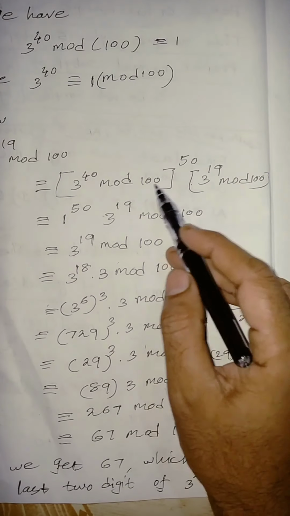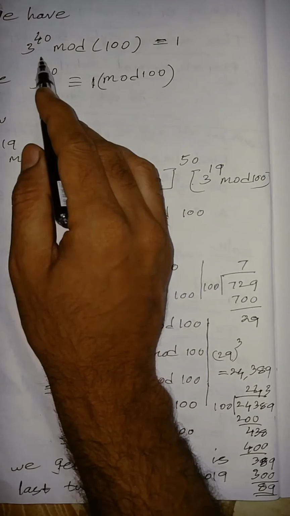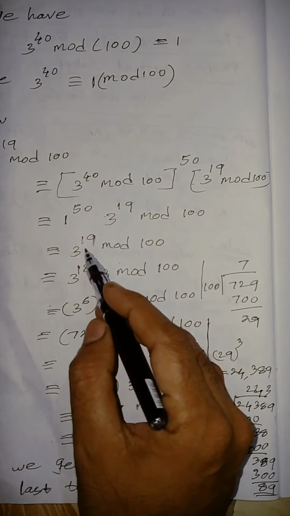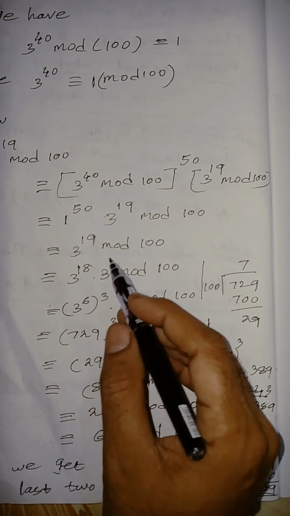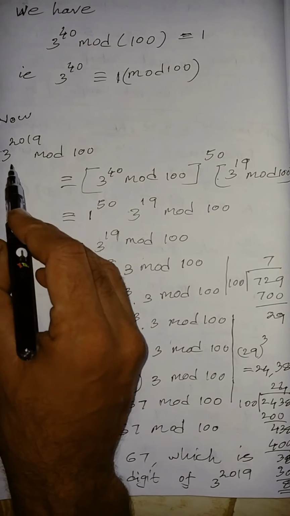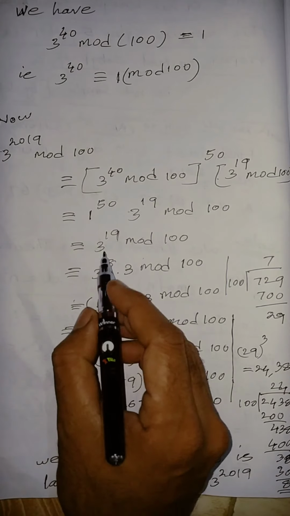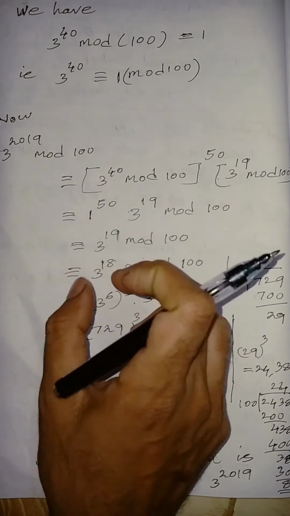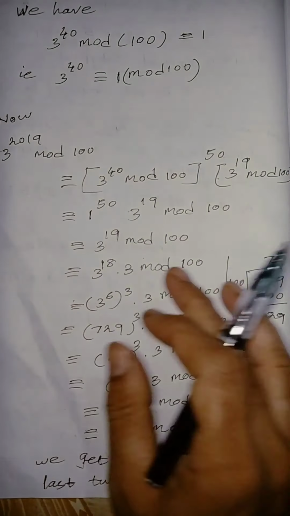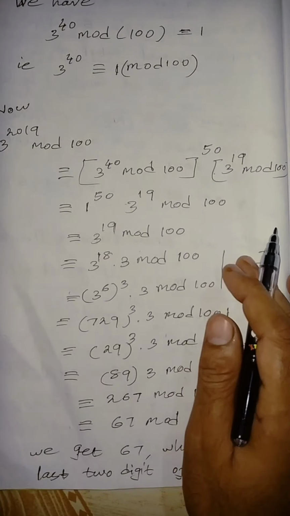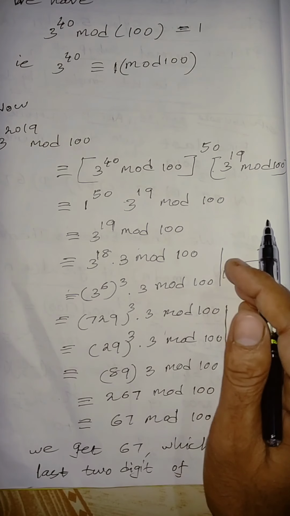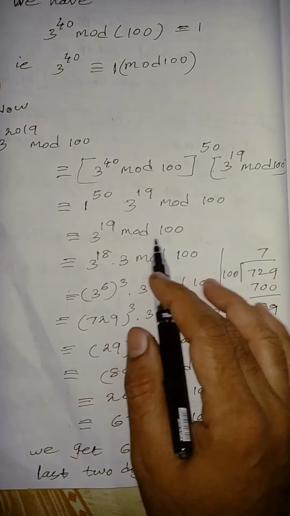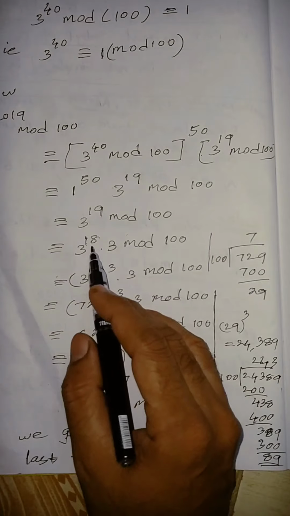Now what is the value of this? Already we found it is 1, so 1 power 50 becomes 1. So what is the remaining thing? 3 power 19 mod 100. So now it is almost reduced. 3 power 2019 becomes 3 power 19. The reduced value using this Euler theorem is very useful. Whatever the question, if they are asking the last digit, last 2 digits, or last 3 digits, we are using this. Okay, very easy one.